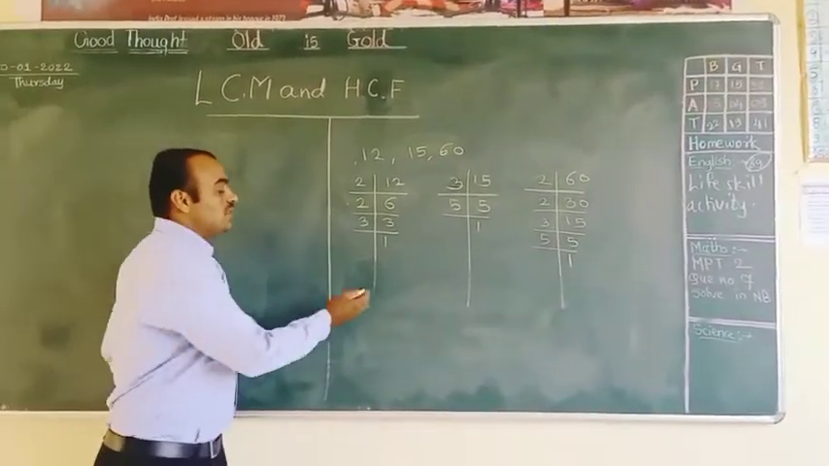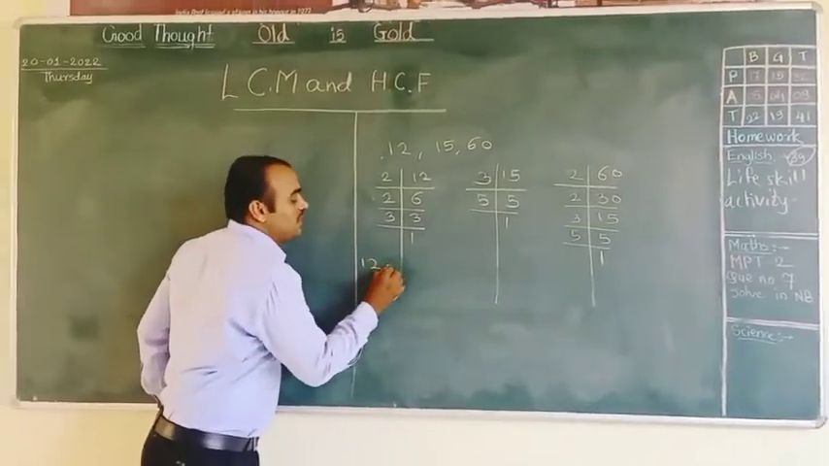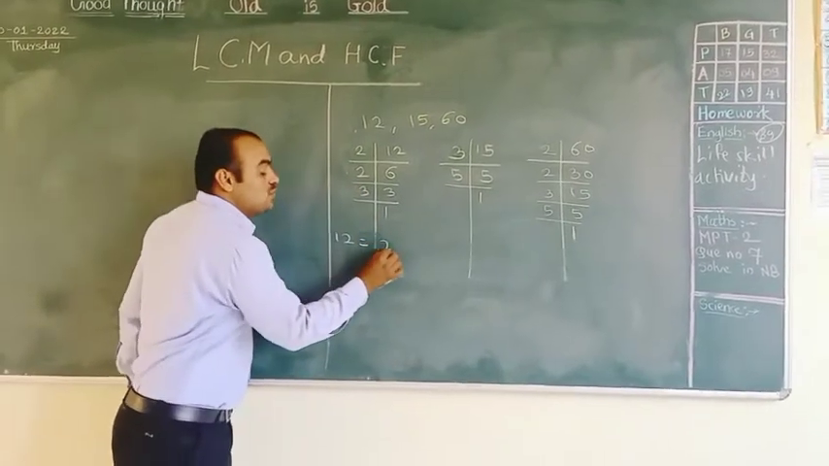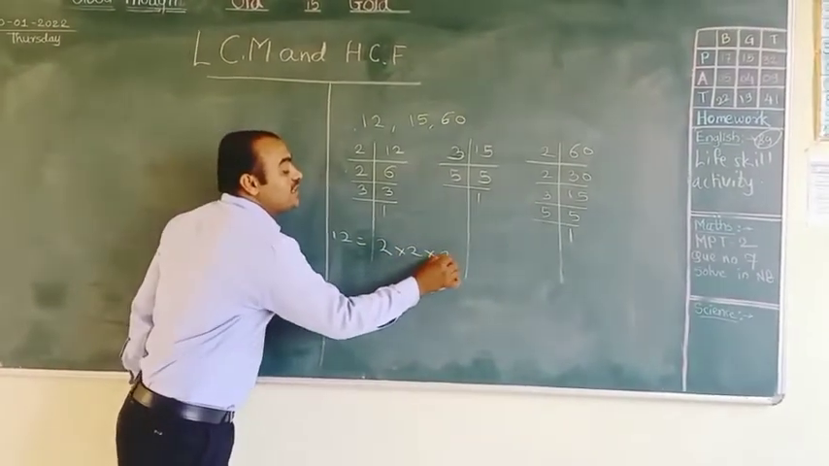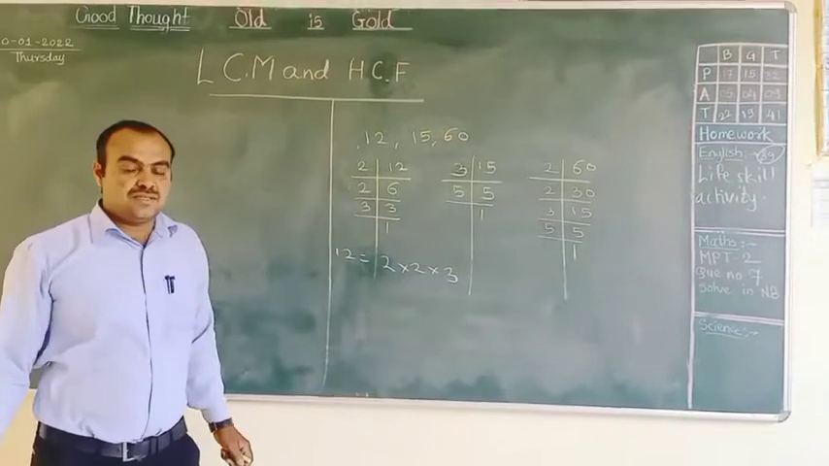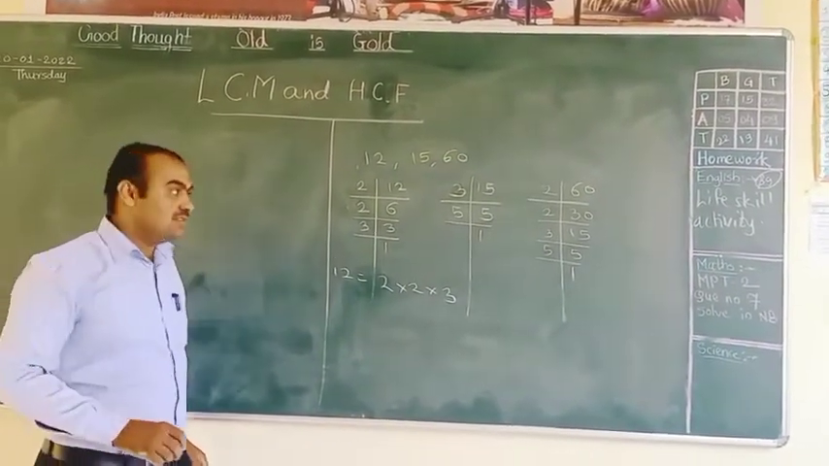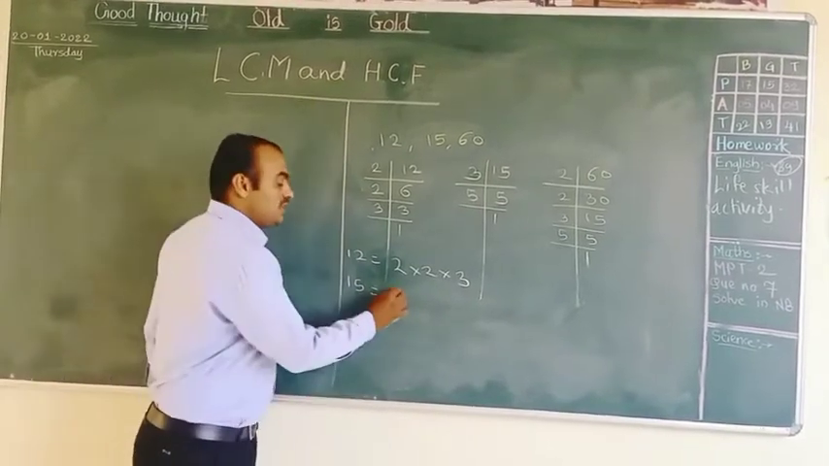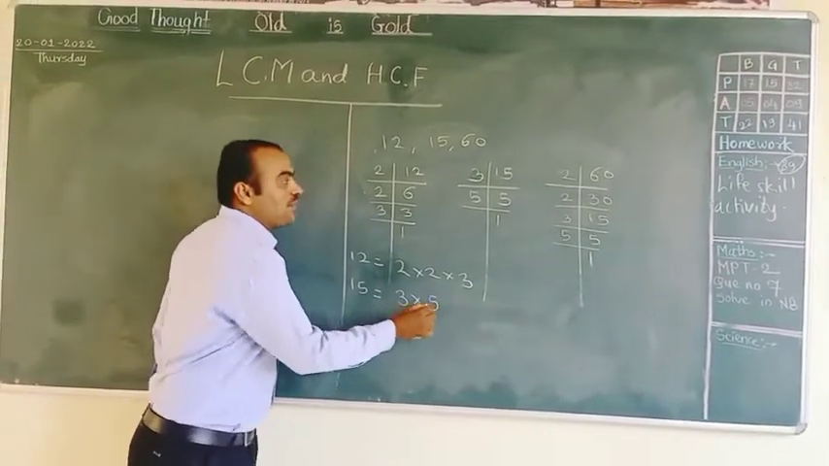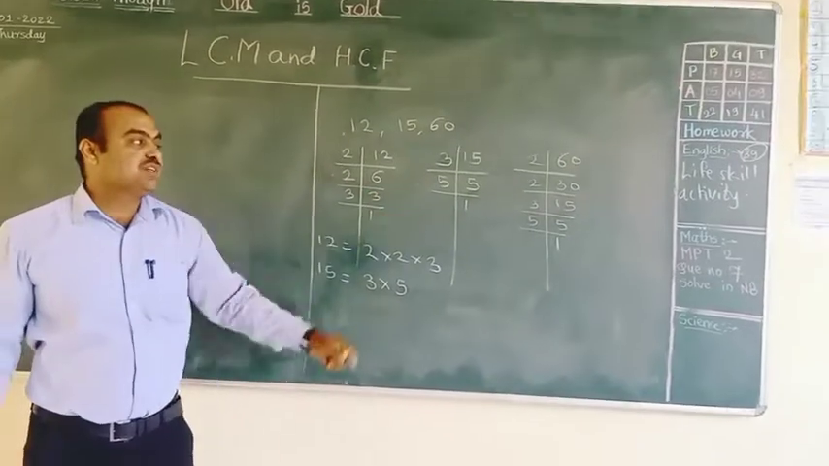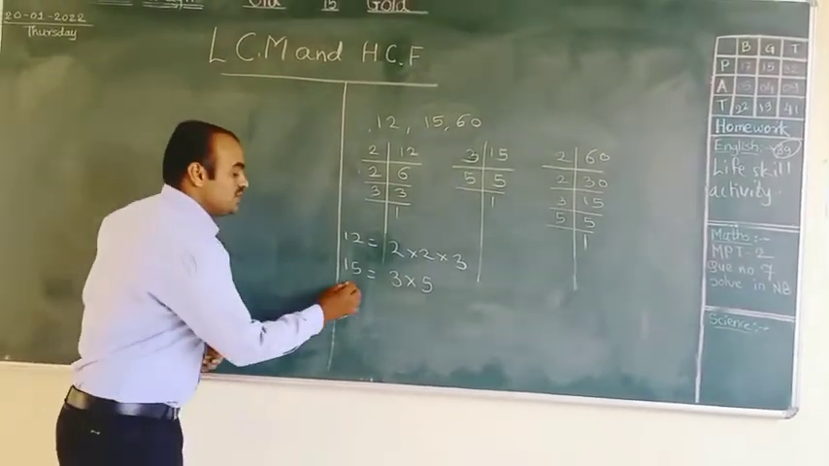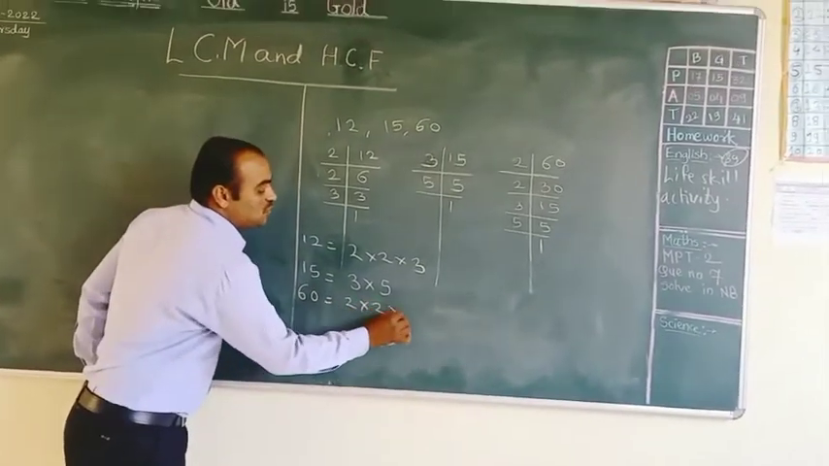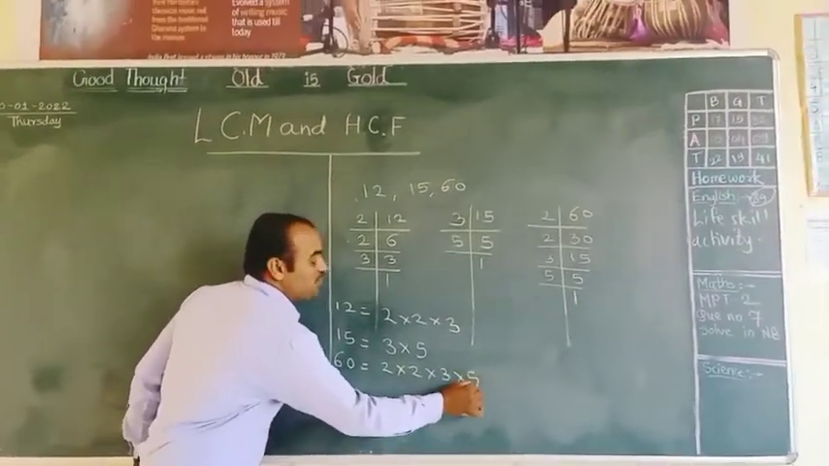So first, 12. 12 is equal to, how many factors are there? 2, 2 and 3. So you can write it in this manner, in the form of multiplication. Then 15: you can write 15 in this way, 3 into 5. The next one is 60. 60 you can write this way, 2 into 2 into 3 into 5.